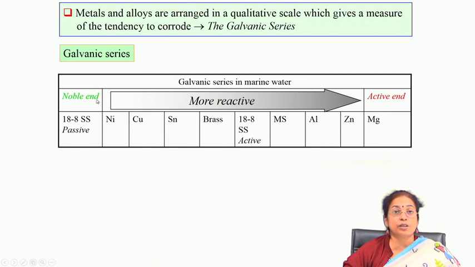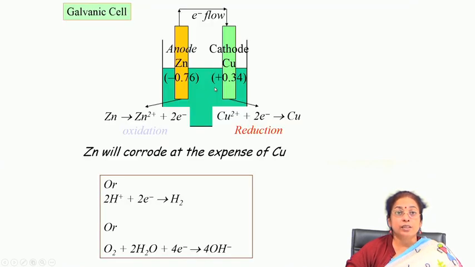This is a typical example of the galvanic series, where different steels as well as 18-8 stainless steel, which is passive and naturally noble, and then nickel, copper, tin, brass, 18-8 again in the active state, mild steel, aluminium, zinc, magnesium, are sequentially arranged from the noble end to the active end in marine water environment. As I mentioned, the driving force for galvanic corrosion is the potential difference, the EMF difference, of the two metals when they are joined together in an aqueous environment.